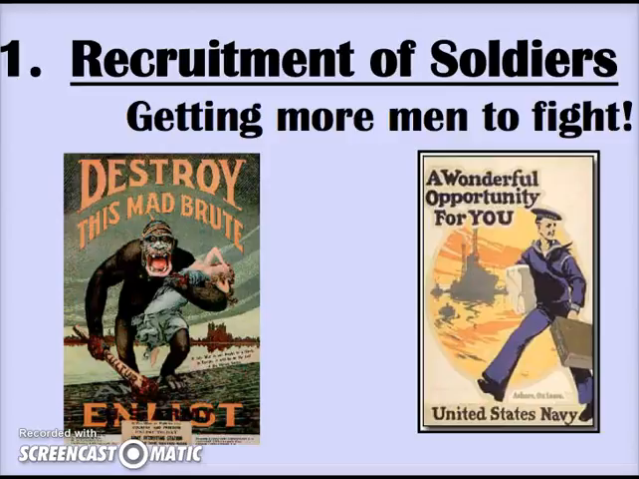Here's our first one, recruitment of soldiers. Definition, getting more men to fight. On the left side, we see a poster, and down at the bottom it says "Enlist." That's encouraging people to sign up to fight in the war. On the right side, we see "A wonderful opportunity for you, U.S. Navy." Again, trying to get more people involved.